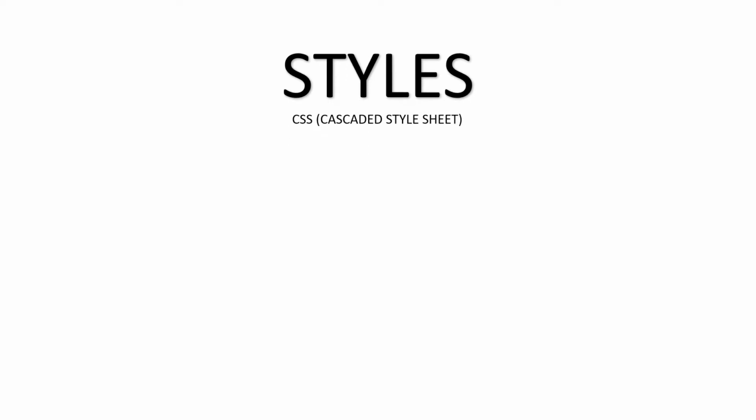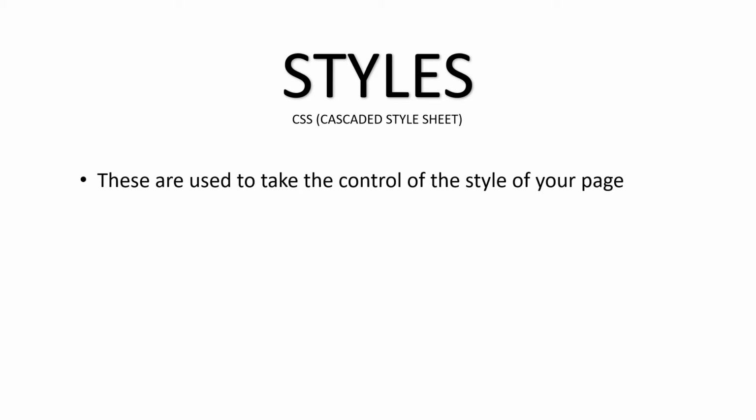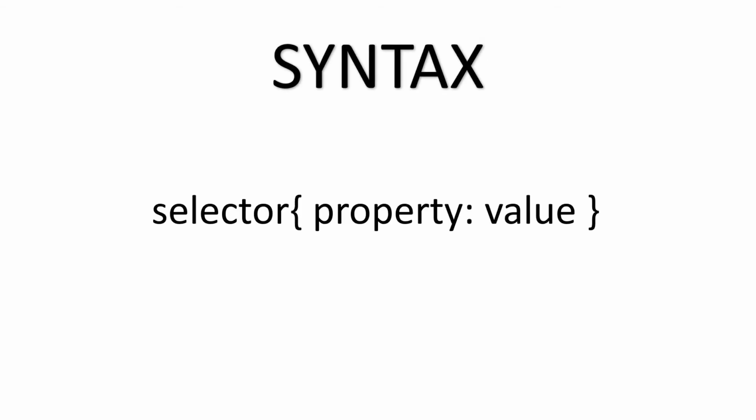Alright, the styles we give are called CSS, which means Cascading Style Sheets. These cascading style sheets are used to take control of the styles of your web page. This includes the color, font size, width, and everything. And the syntax for giving styles is the selector and the braces, and inside the braces we'll have the property first, a colon, and the value for that property.